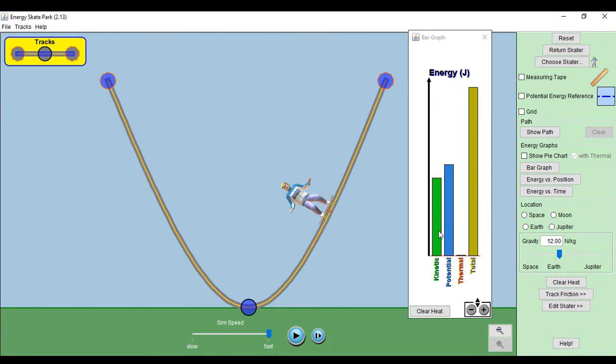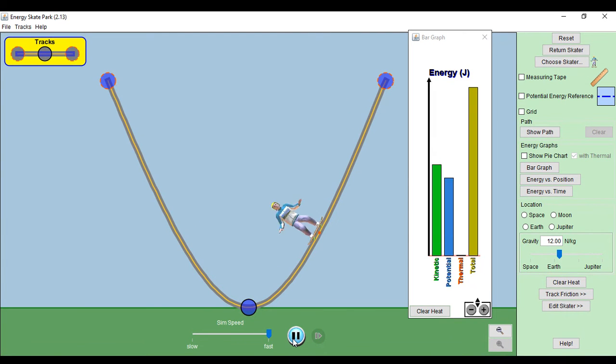At any given point, if you could just mentally pick up the green bar and place it on top of the blue bar, it would be the same height as the yellow bar. At any given point, if I stop, the green plus blue equals yellow. Green, blue, yellow. When I add them up, that's what it equals.